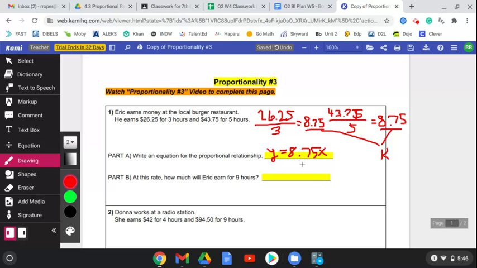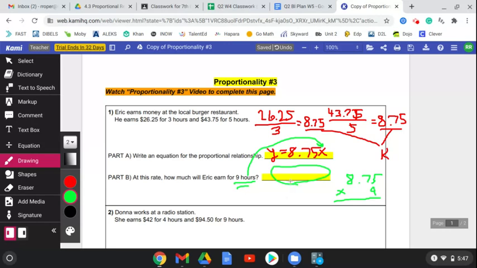Okay, which would mean every hour that he works, if we call x our hours, he gets paid $8.75, and our output would be y. That is the amount of money that he makes. Okay, so if we want to figure out how much he earns in 9 hours, I'm going to take 9 and put it in for x, right? If we're calling x our number of hours. So if he gets paid $8.75 per hour and works for 9 hours, well, I just take 8.75 and multiply by 9, and I would get my answer here, right?